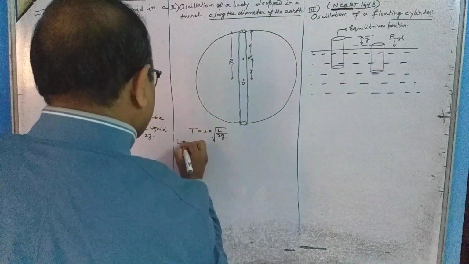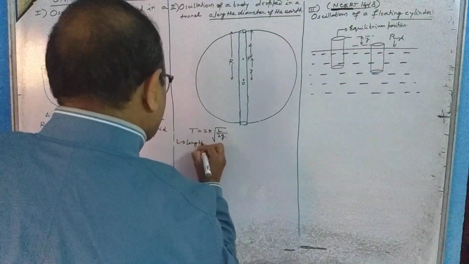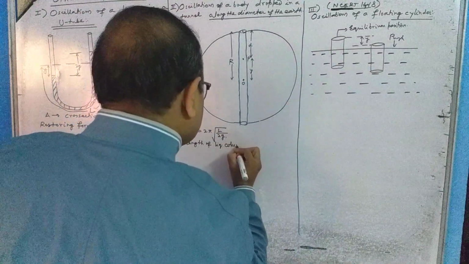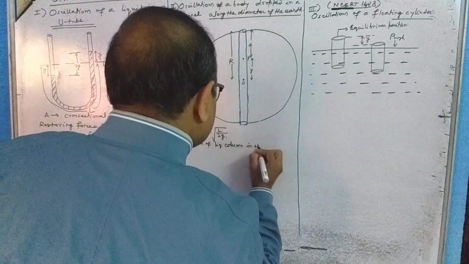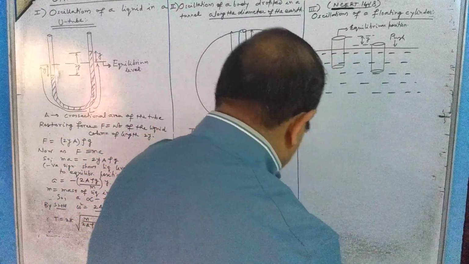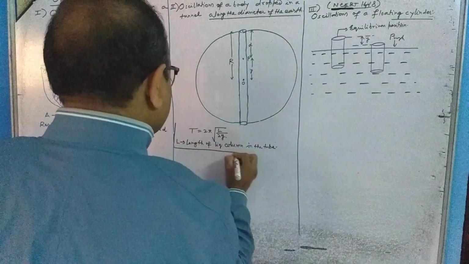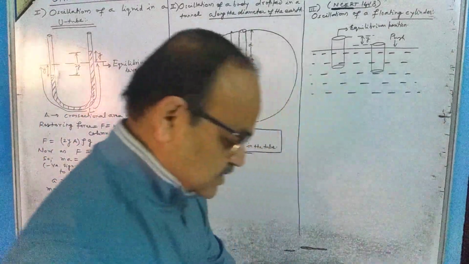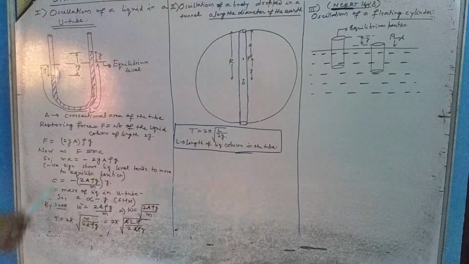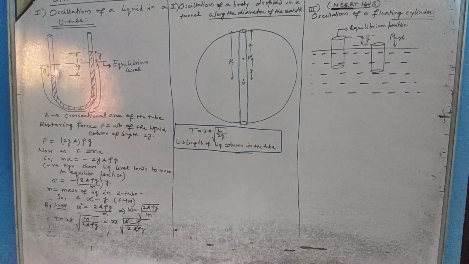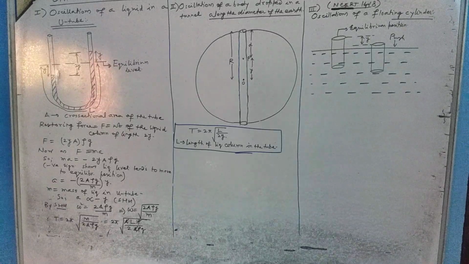Here, what is L? L is the length of the liquid column in the tube. I am writing the final expression here. Please go through it. It is the final expression of this previous discussion. Just go through all these points and try to understand. This is all regarding the oscillations of a liquid in a U-tube.